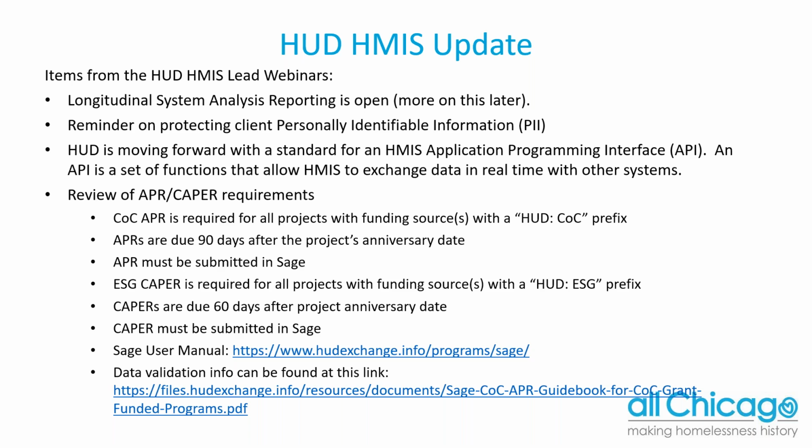There is a SAGE user manual at that URL link. If you are looking for information on data errors and data validation, there is a guidebook document that goes through those data validation errors. And you can also get help with any kind of data validation error or other issue with your APR or CAPER from the help desk. Any questions on the first page of content for the HUD HMIS updates?